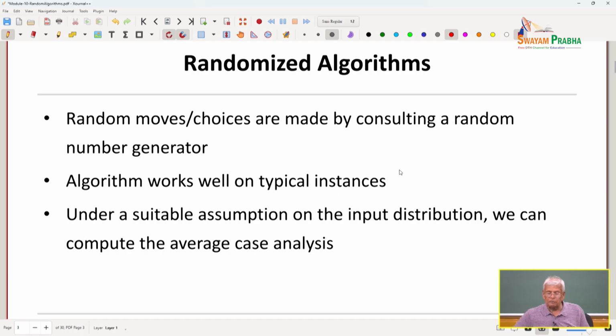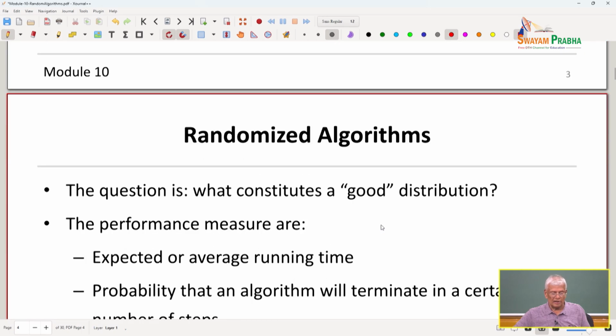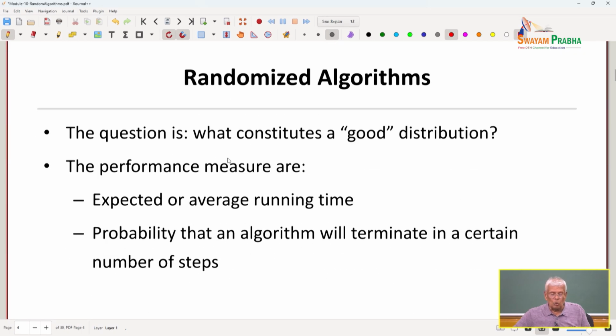Algorithms work well on typical instances. Under a suitable assumption on the input distribution, we can compute the average case analysis. On an average, how much time is it going to take to solve a problem using a randomized algorithm? These are some of the concepts that are used within the context of randomization. So the question is, what constitutes a good distribution for picking the random moves? And that comes from the performance measure.